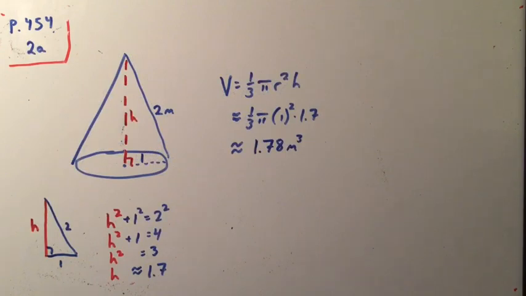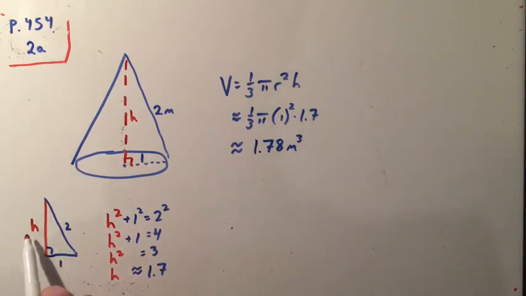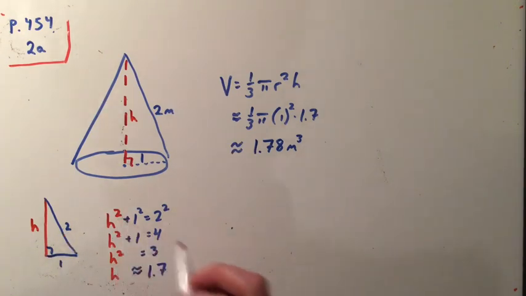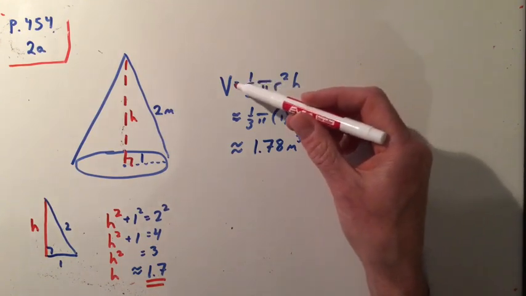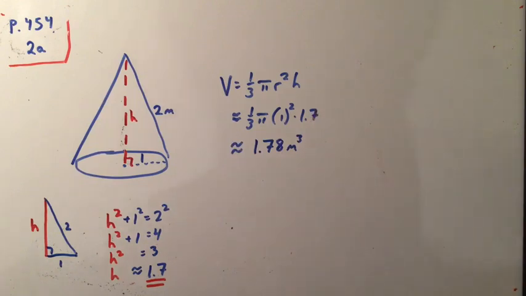In this one, they're asking again for the volume, but they're making it a little bit harder for us because they're not giving us the height. What they do is give us the slant height and the radius. So again, with cones, we've got to go back to our right triangle here, which is always the height, the radius, and the slant height. Using the Pythagorean theorem, I can find out that the height is 1.7. Then I go into my volume formula, pi r squared h, put 1 in for the radius, 1.7 for the height, and I will get 1.78 cubic meters for the volume.